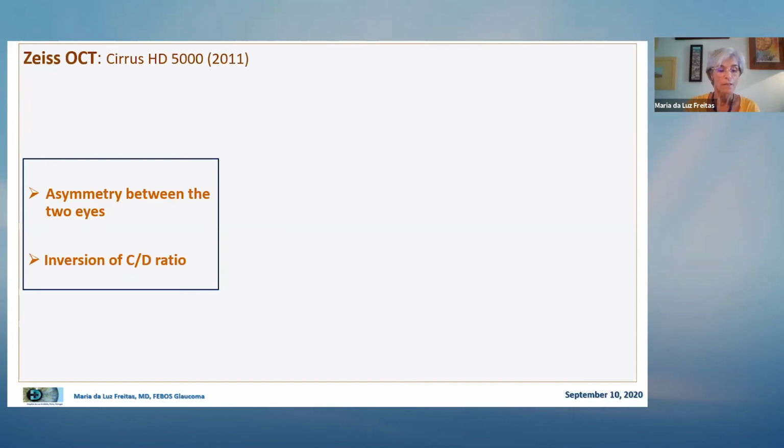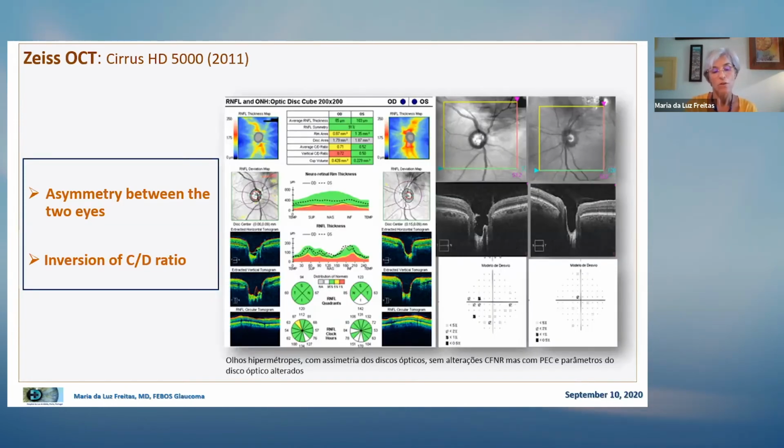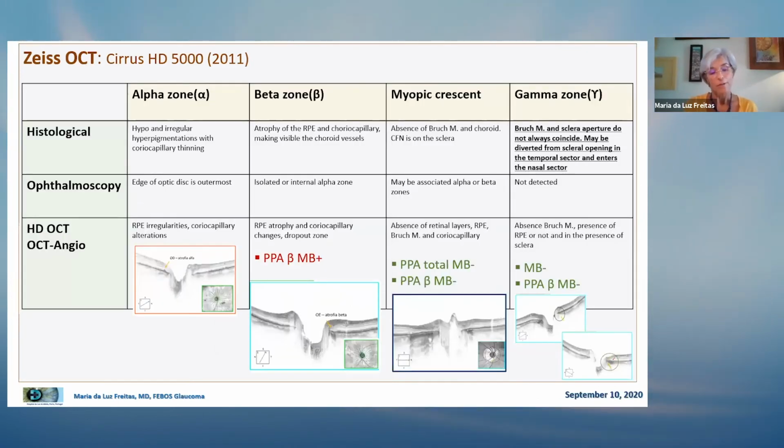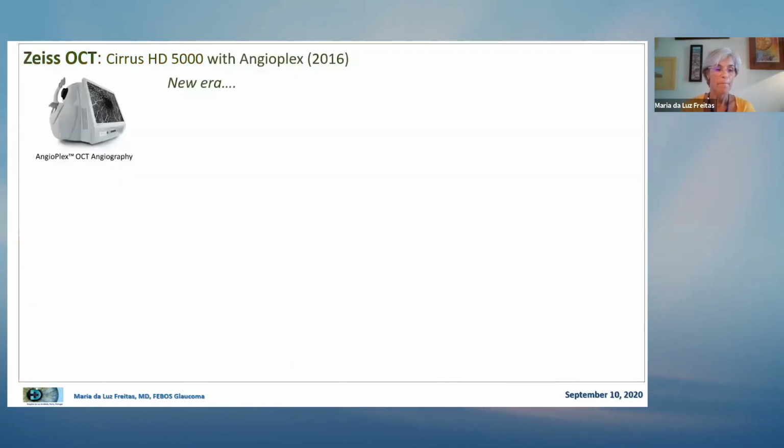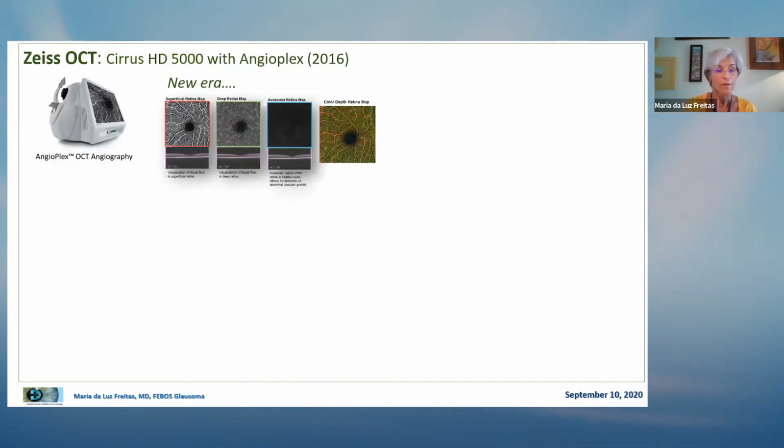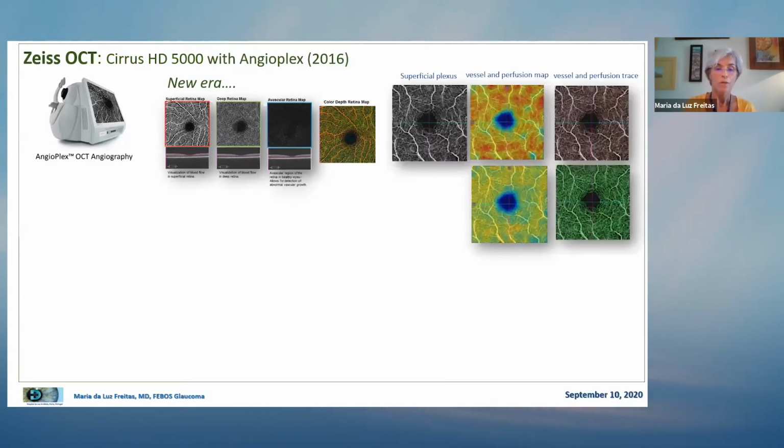Here, the analysis of the optic disc allowed the diagnosis of glaucoma with normal RNFL thickness. It allowed us to identify the different changes in the peripapillary area, which have different clinical meanings. And at the end, the arrival of AngioPlex opened a new area, even without the model for the optic disc. The use of macular and optic disc scans has opened new ways to characterize the patients.